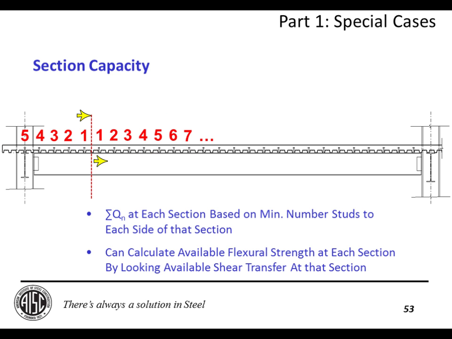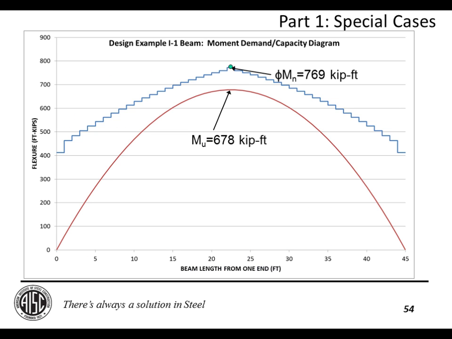So my sum of QN for this particular beam section is based on 5 studs. And I could then go in and calculate the flexural capacity of that member for a sum of QN associated with 5 studs. And then I could move this section cut over to the right and do the same thing, except then I would have a sum of QN based on 6 studs, and 7 studs, and 8 studs, and so on and so forth, until you end up with a stepped capacity diagram as shown here in blue.